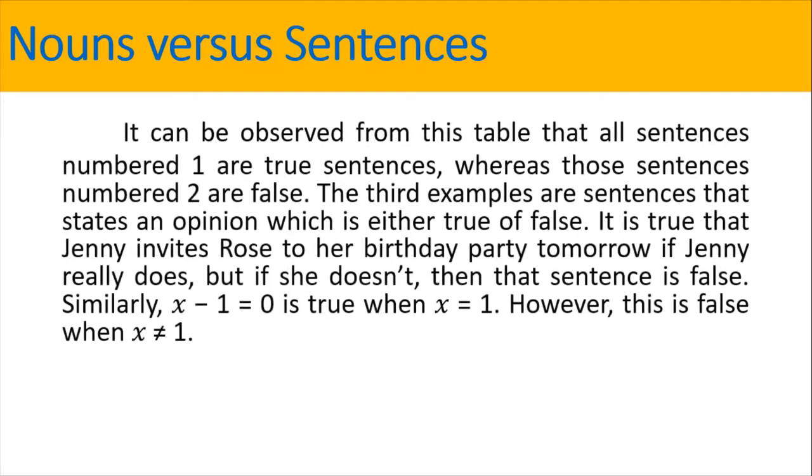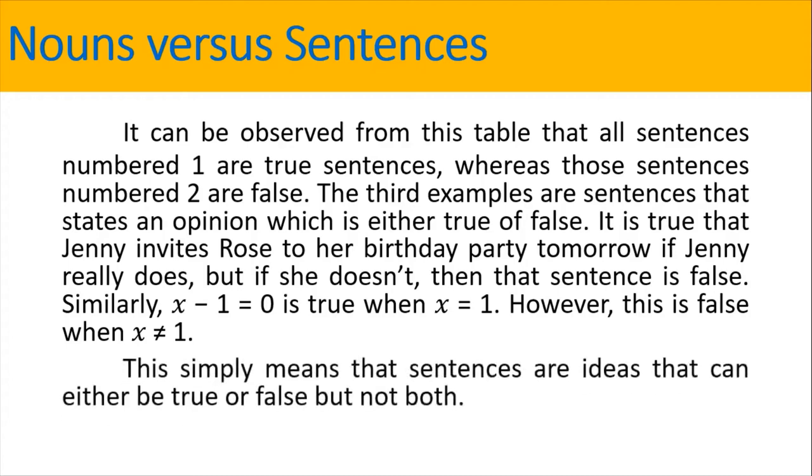It can be observed from this table that all sentences numbered 1 are true sentences, whereas those sentences numbered 2 are false. The third examples are sentences that state an opinion, which is either true or false. It is true that Jenny invites Rose to her birthday party tomorrow if Jenny really does. But if she doesn't, then that sentence is false. Similarly, x minus 1 is equal to 0 is true when x equals 1. However, this is false when x is not equal to 1. This simply means that sentences are ideas that can be either true or false, but not both.